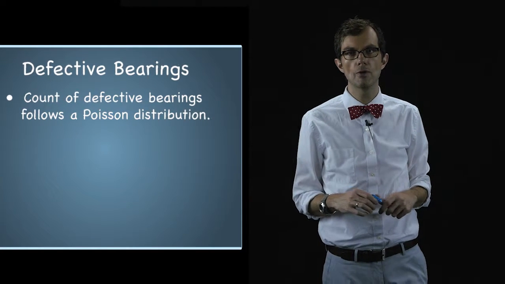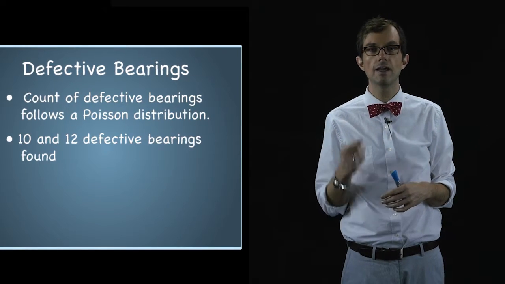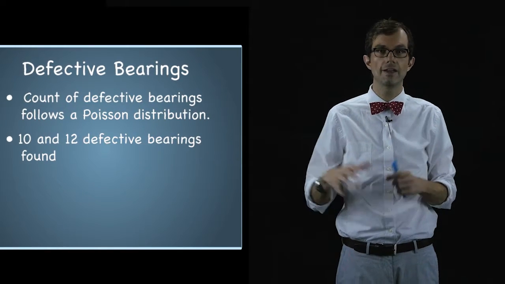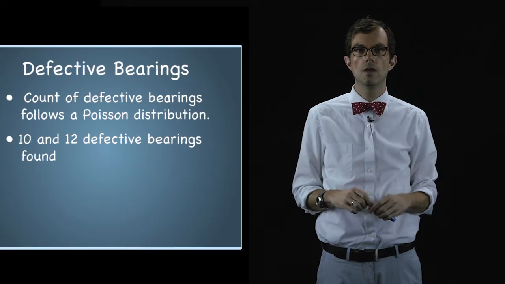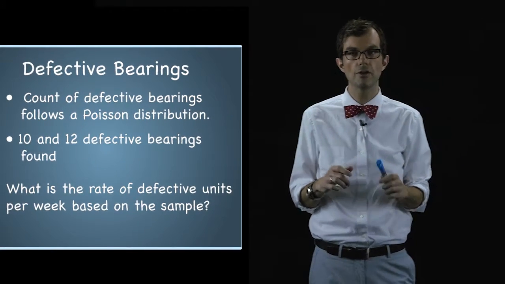Say we collect the number of defective bearings in two particular week-long periods and found 10 and 12 defective bearings in these two different samples. And we'd like to figure out what the rate of defective units per week is based on this sample, albeit it's a small sample, but this is just for illustrative purposes.